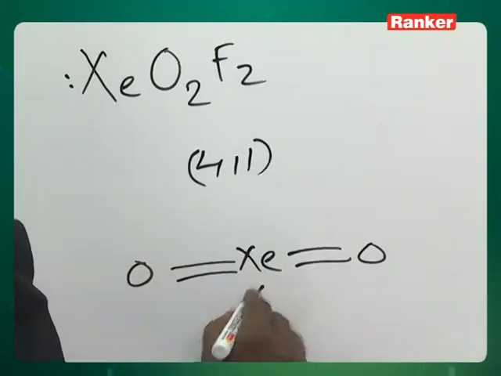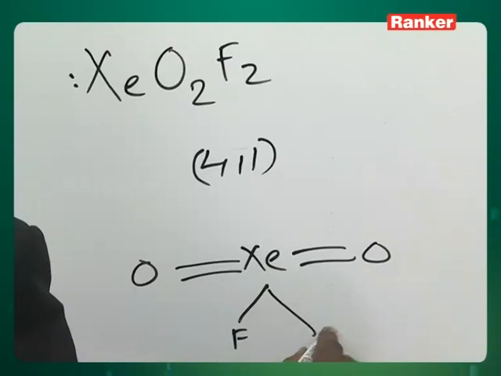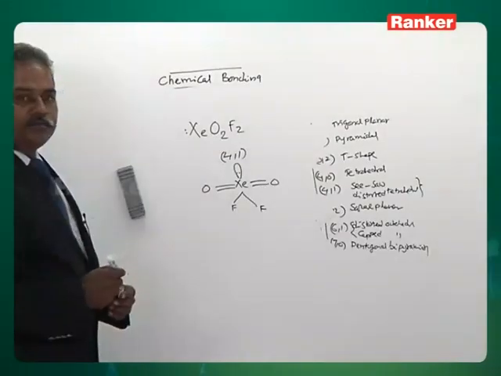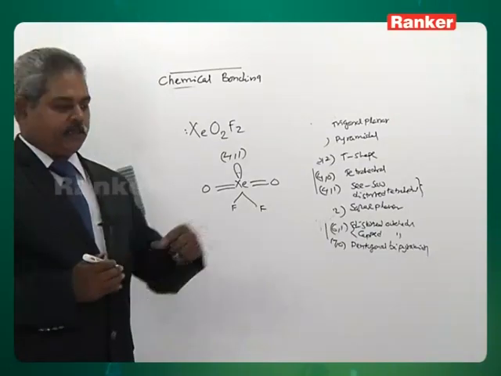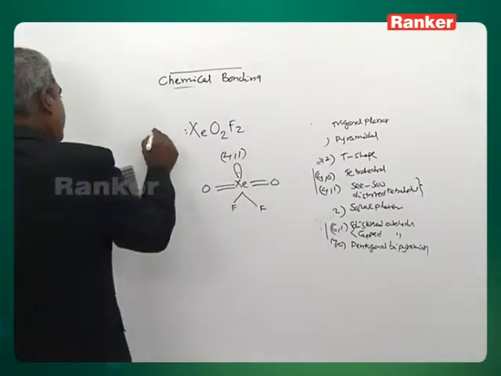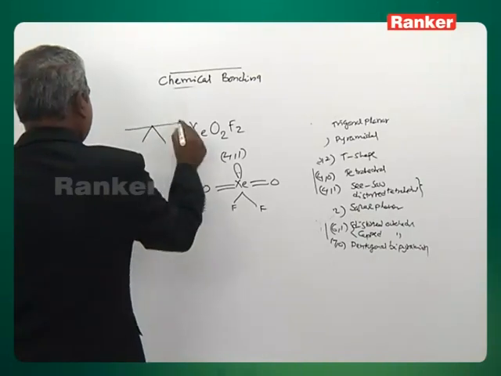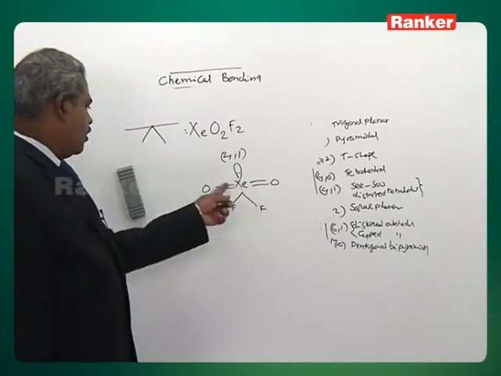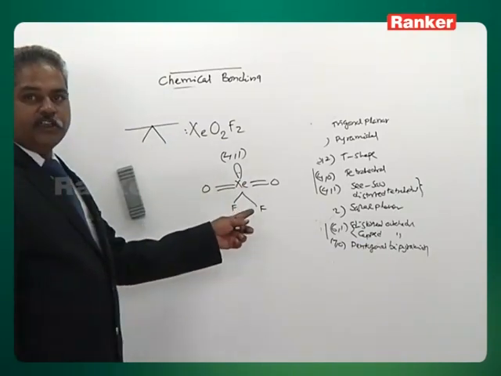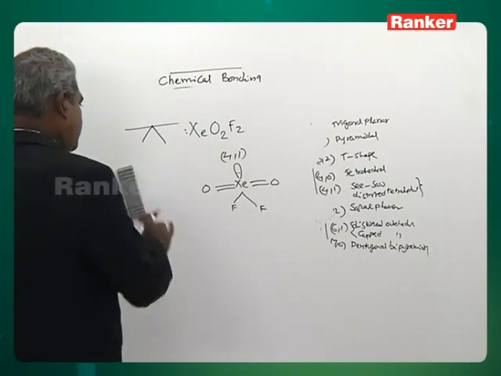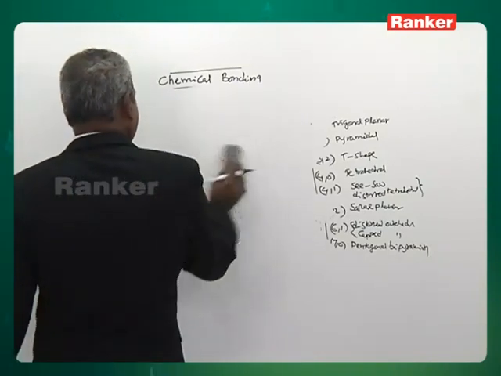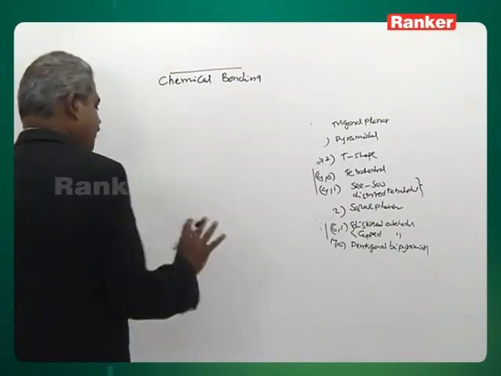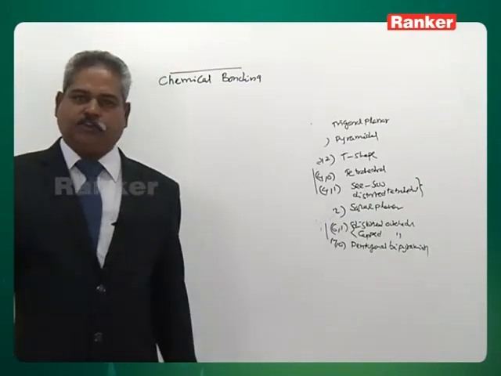XeO2F2. This is called distorted tetrahedral or seesaw. It's something like this, a V shape. On a V, you draw a line. Seesaw, XeO2F2. Don't worry whether oxygens are in this plane or at this position. That is not very important. That is all secondary discussion. You need not waste time on it. It's enough if you know seesaw. Where exactly on the seesaw the atoms are arranged is secondary.